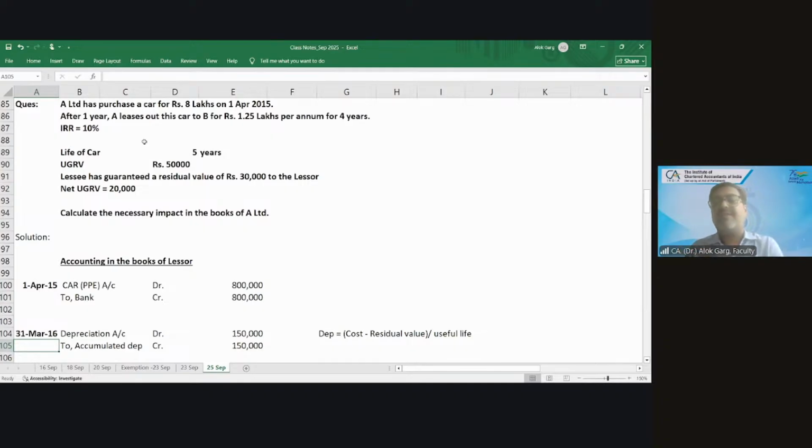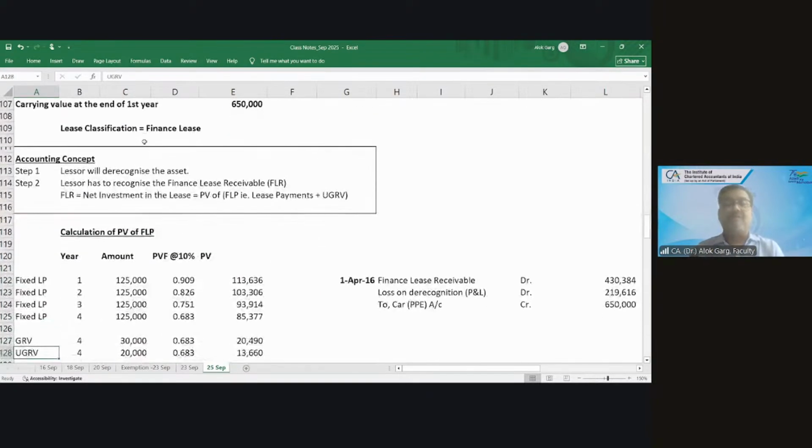Whatever difference is there, it will go to P&L. Then subsequently, the lessor will recognize the interest income on the finance lease receivable, and the finance lease receivable will be reduced by the lease payments. Okay. This is the accounting in case of the lessor. This is what we discussed today.